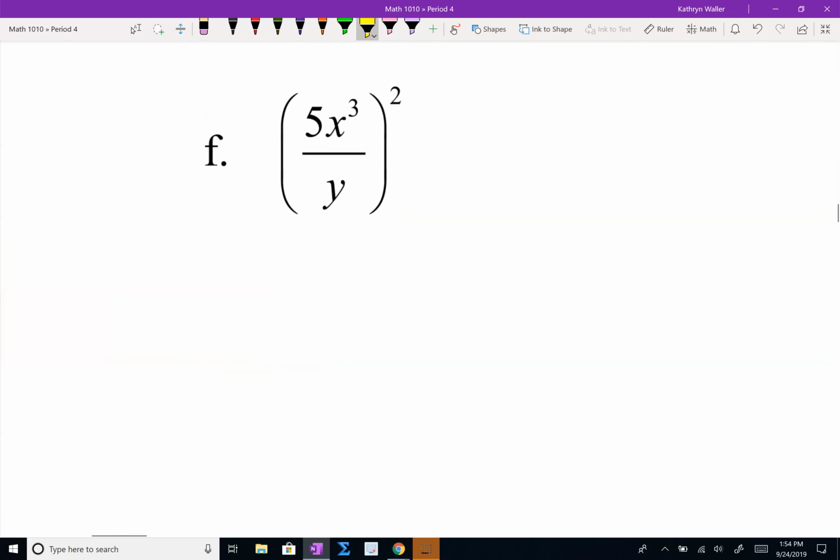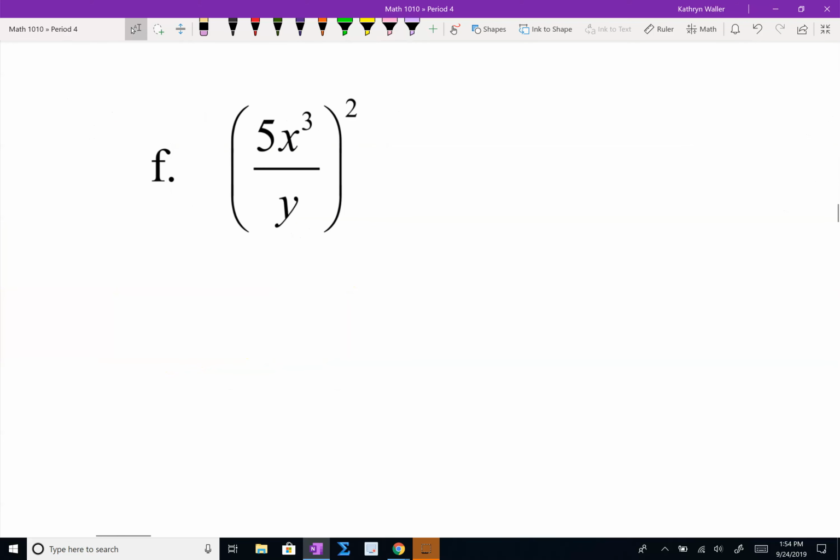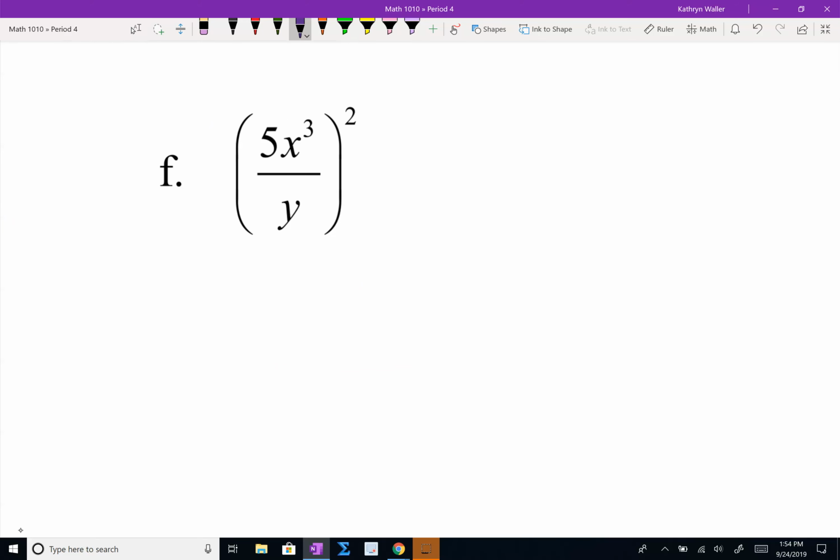Okay, question F. Now, you have 3 things in there. Guys, look. You have a 5 to the first, an x to the third, and a y to the first. Do not think of the 5 and the x to the third as together. They're separate. So 5 is to the, what do I do to the 1 and the 2? Multiply, add, subtract. What do I do? Multiply. 1 times 2 is 2.